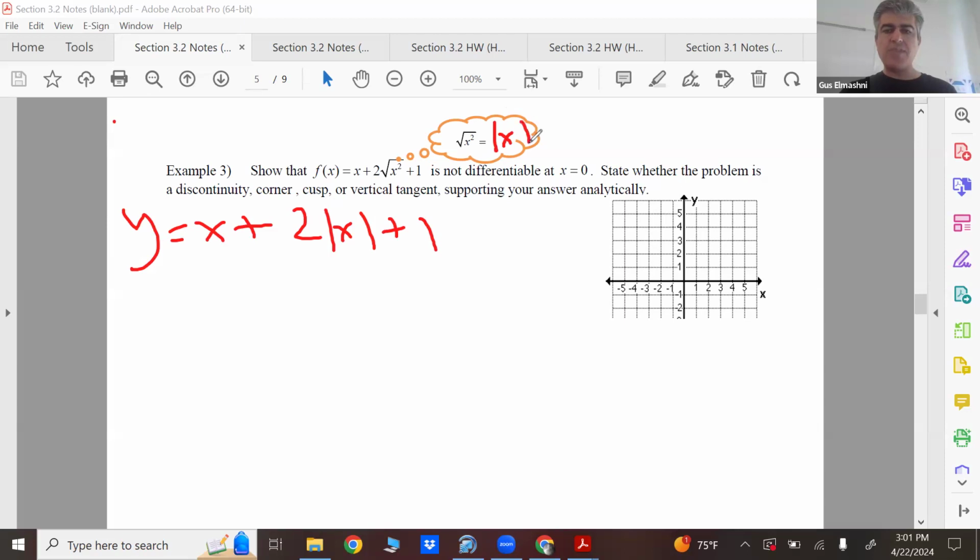In case you guys didn't know, the square root of x squared is the absolute value of x. Okay, in case you guys didn't know. And I'm going to write it as a piecewise function because we should.